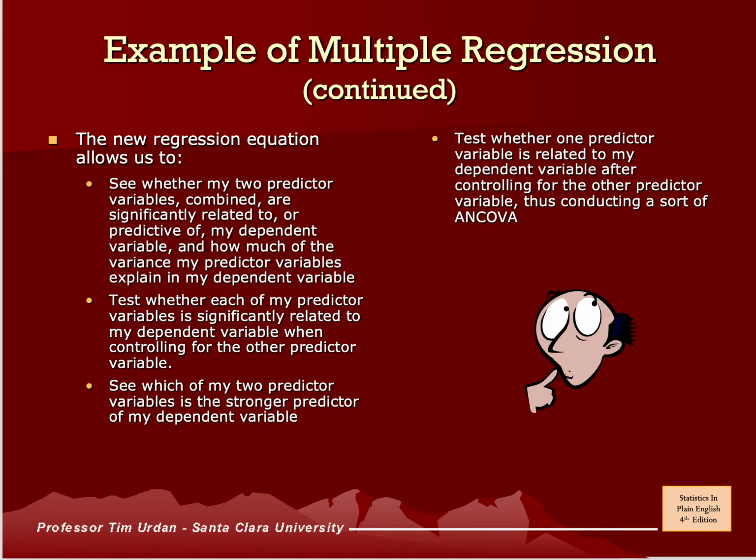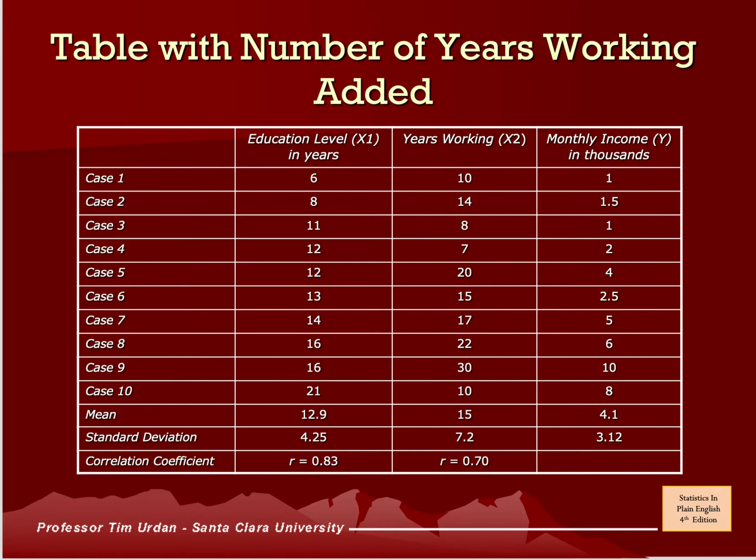An example of a multiple regression could be the scenario that's given below. I could see that two predictor variables, when combined, may have more significance based on the outcome. I can test whether a predictor variable is significantly related. I could see which of the two is a stronger predictor, or I could test if it's actually related, which is sort of like a backward ANCOVA. So those are all possibilities with multiple regressions.